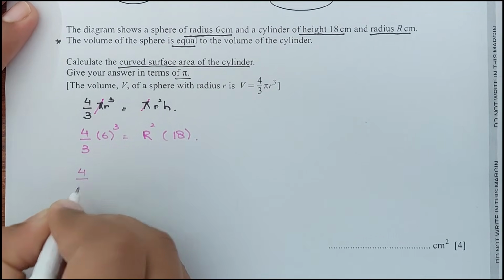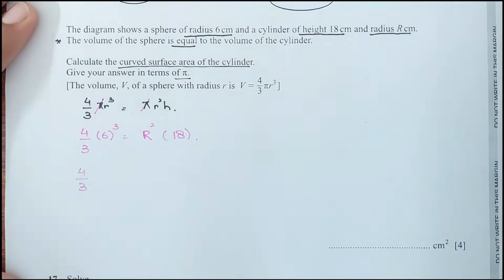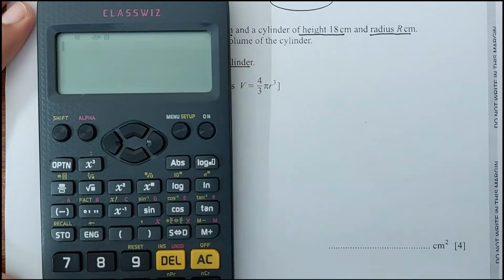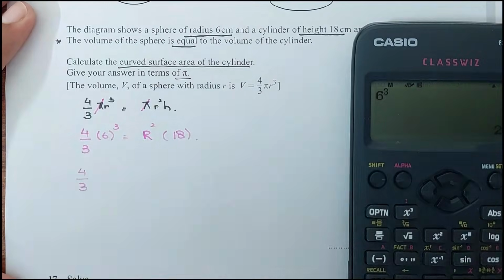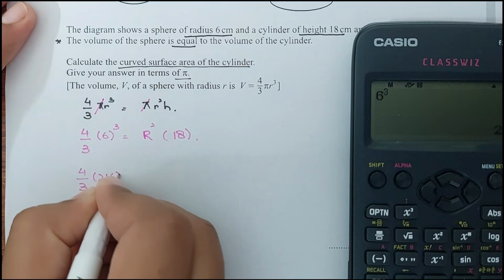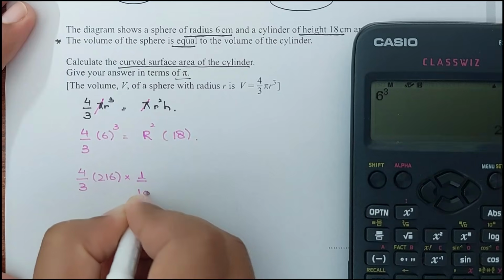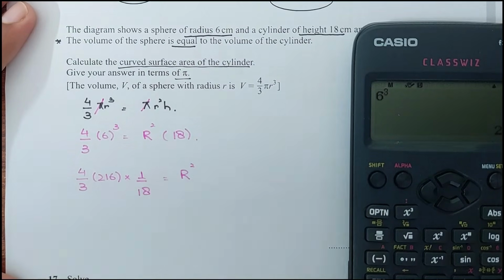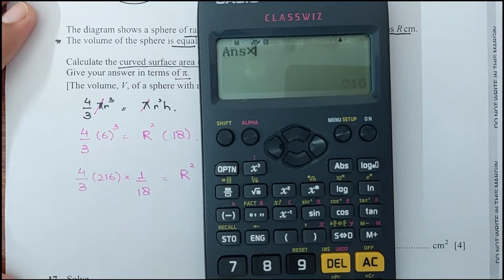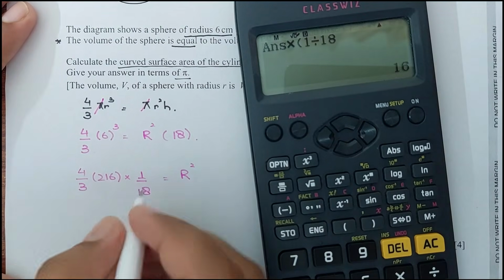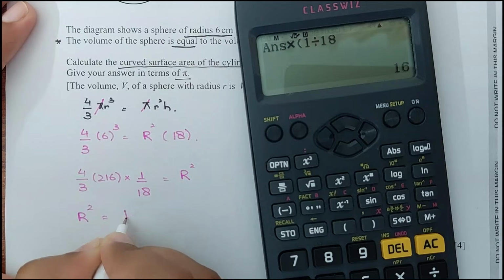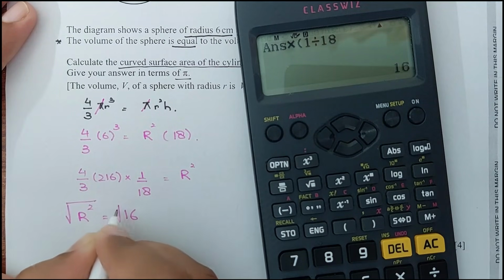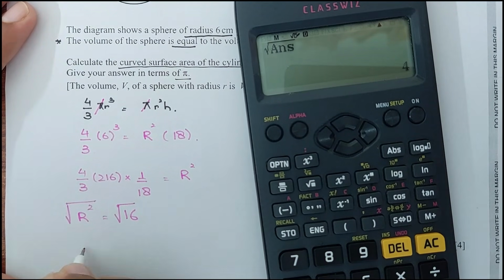4 over 3 times 6 cubed, let me simplify, is 216, multiplied by 1 over 18, that is equal to r squared. 216 times 4 divided by 3 times 1 over 18 is 16. So r squared equals 16. And what is r? Taking the square root on both sides, the square root of 16 is 4.